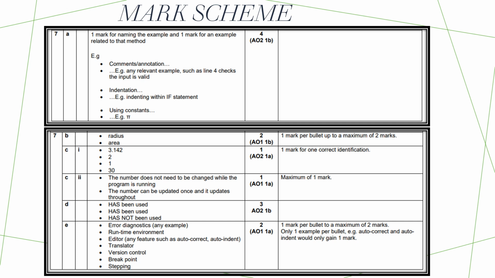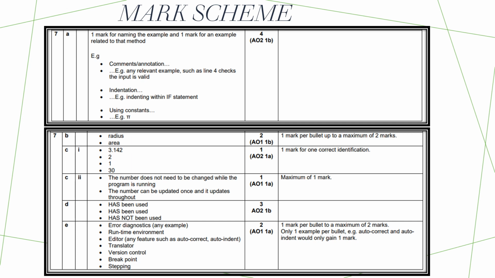For 7C2, the number does not need to be changed while the program is running, and the number can be updated once it updates without. So in other words, any of those numbers that you chose, they never change. If you just say that it never changes during the program, then that is an acceptable answer.